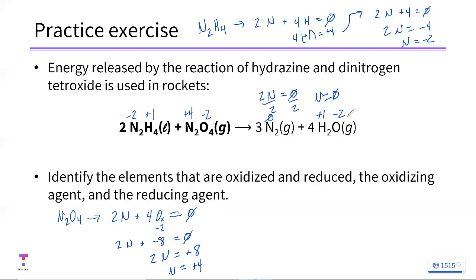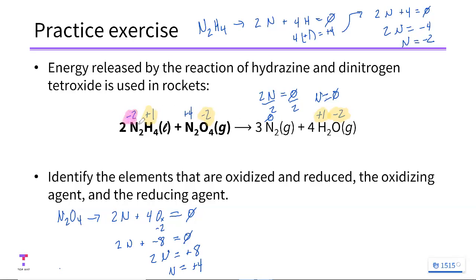Now we have to take that and move it into figuring out what is being oxidized, what is being reduced. And so what we want to look for are changes. So I can see that the hydrogen has not changed in this reaction. It was +1 before, it's +1 after. I can see that the oxygen hasn't changed. It was -2 before, it's -2 after. What has changed is the nitrogen.